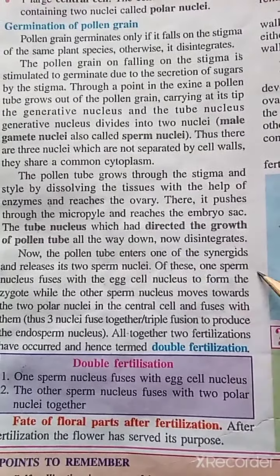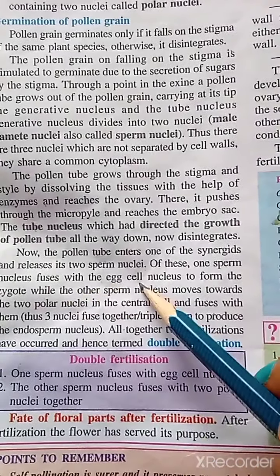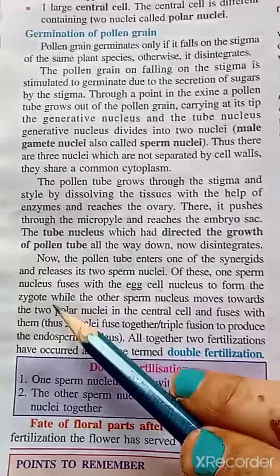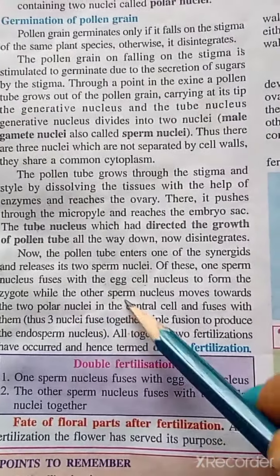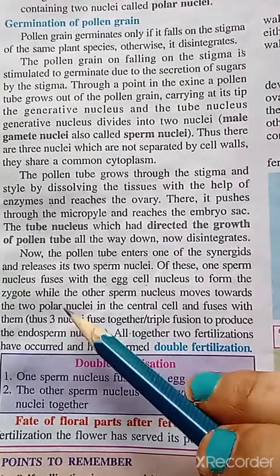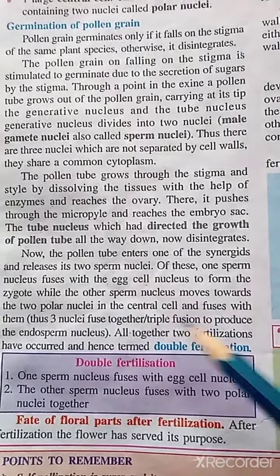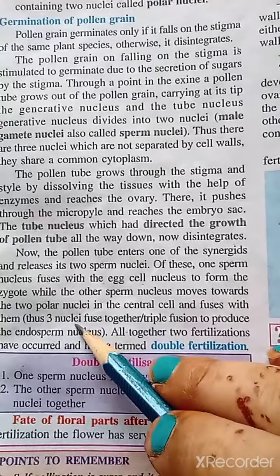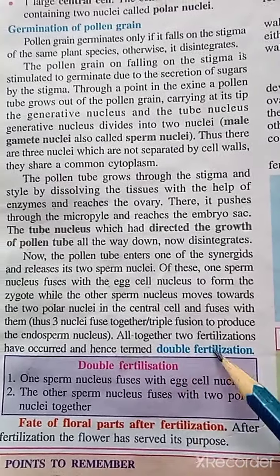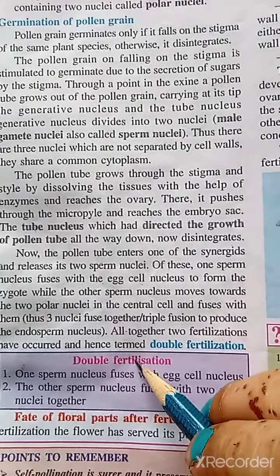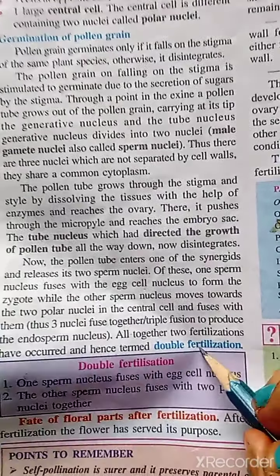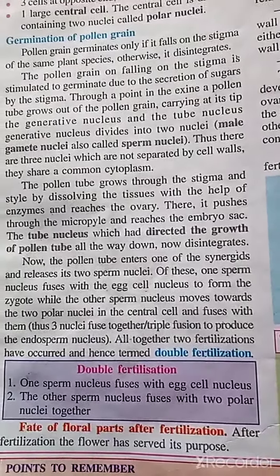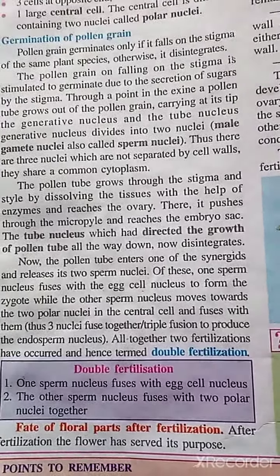Of these, one sperm nucleus fuses with the egg cell nucleus to form the zygote, while the other sperm nucleus moves towards the 2 polar nuclei in the central cell and fuses with them, that is, with the 3 nuclei. Altogether, 2 fertilizations have occurred. That is why it is called double fertilization. Students, it's very important. Don't get confused.